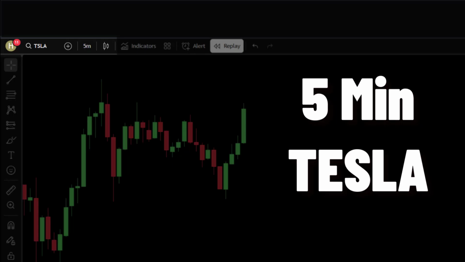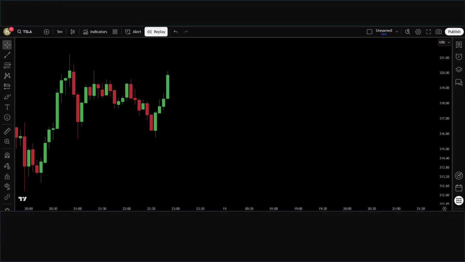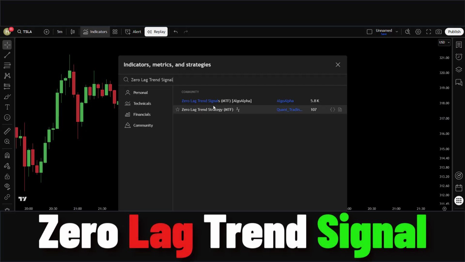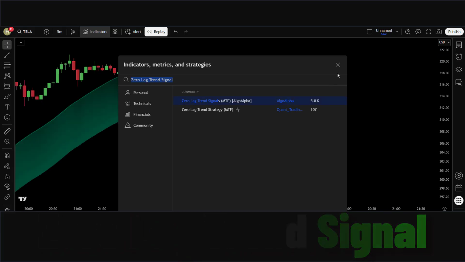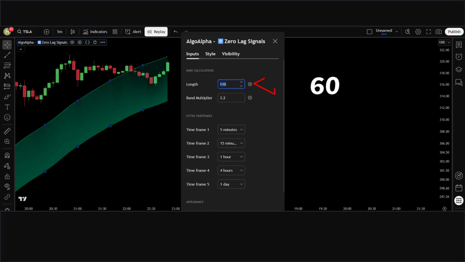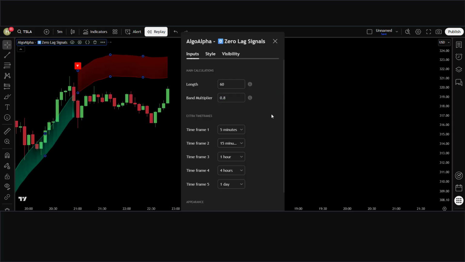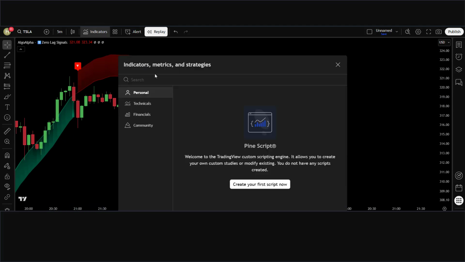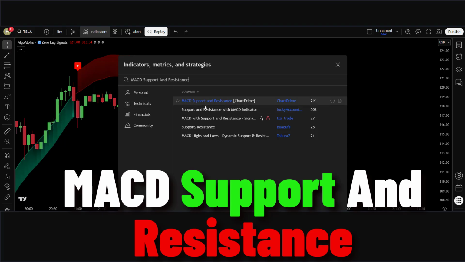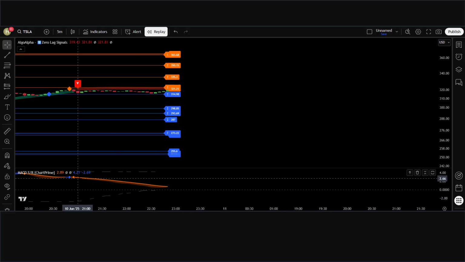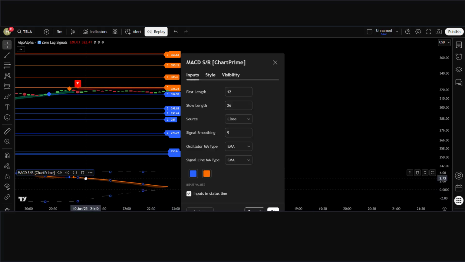We are going to test this strategy on a 5-minute timeframe on the Tesla chart. In this setup we require two indicators. The first indicator is named Zero Lag Trend Signal. Keep the indicator settings as I have shown here. We have to apply another indicator on the chart. The second indicator is named MACD Support and Resistance. Keep the indicator settings as I have shown here.